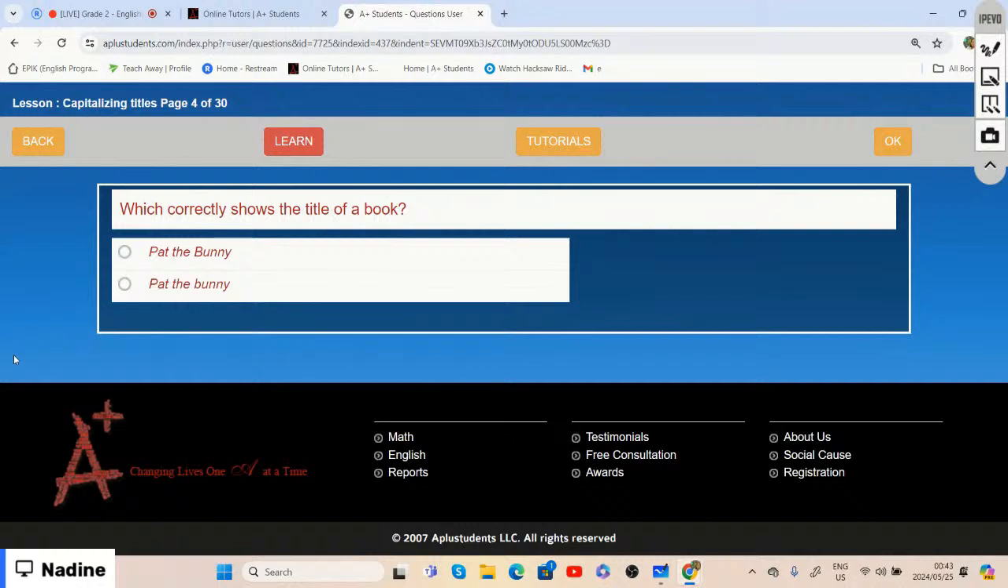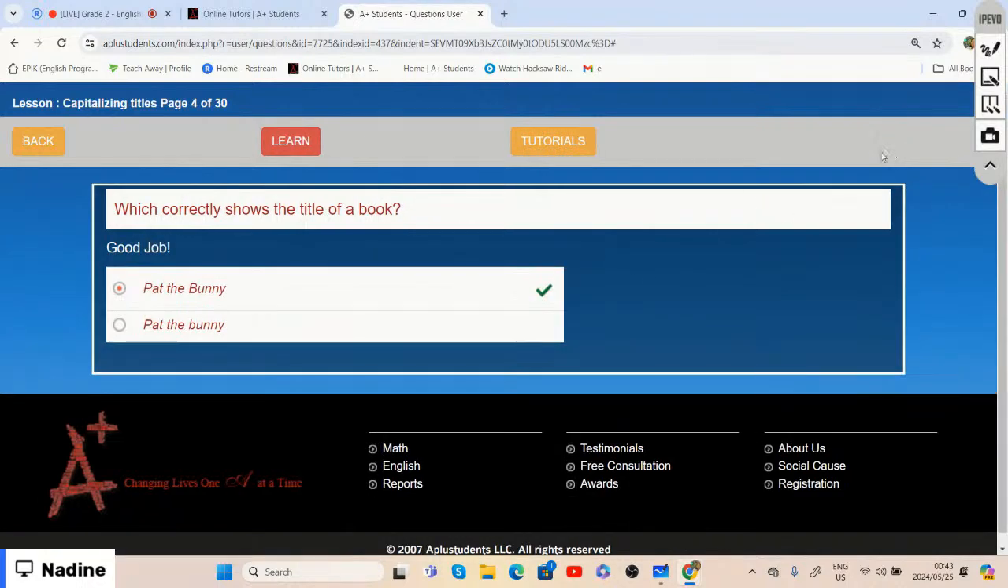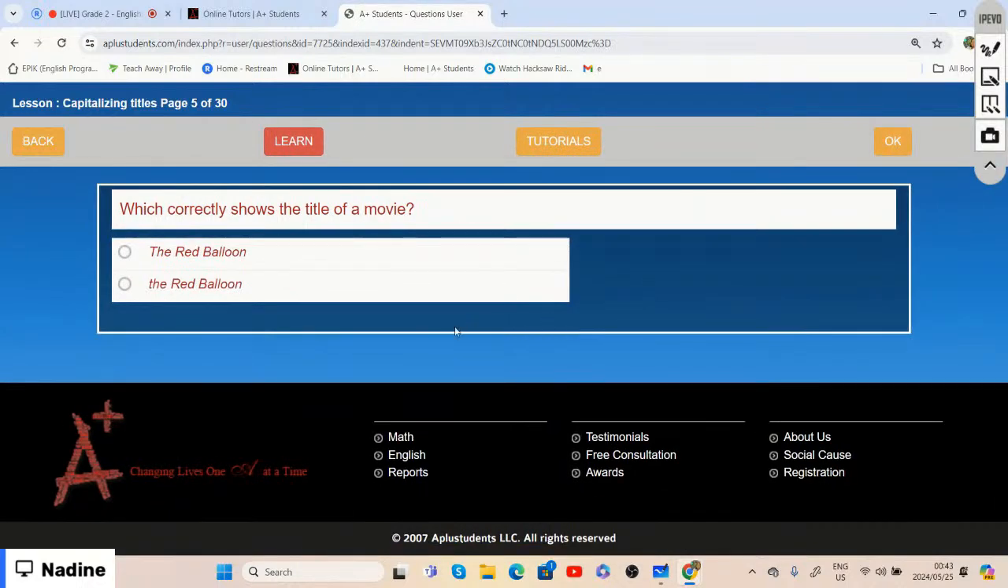Option one, Pet the Bunny, or option two, Pet the bunny. And if we were to choose the correct title, we would go with option one, Pet the Bunny. Right? So well done. Option one is correct. Option two, bunny was written with lower case, right? So option one was correct.